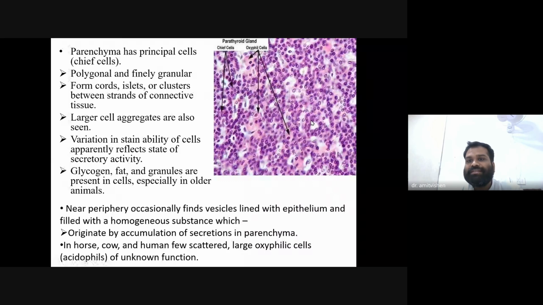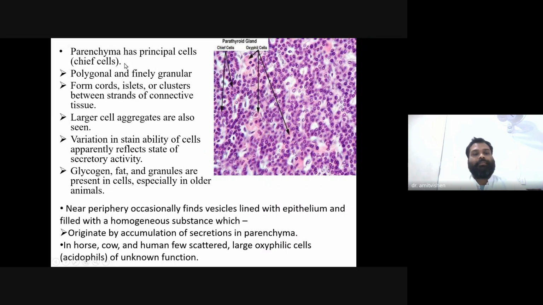You can see many cells here that are forming the cluster. And you can see the oxyphil cells and chief cells. You can see that there are different cells, and this question will be asked that oxyphil cells are present only and only in parathyroid gland, and parathyroid glands are in two pairs. Two pairs of parathyroid glands are present in case of animals.